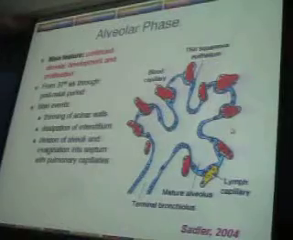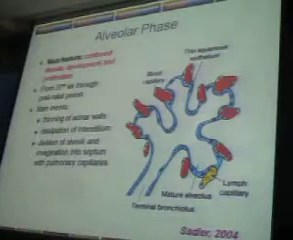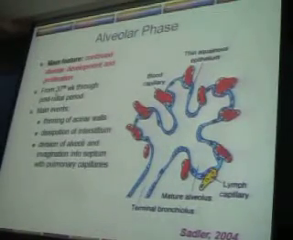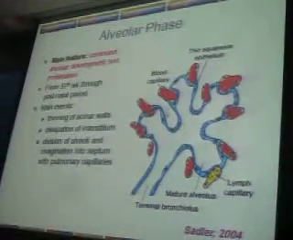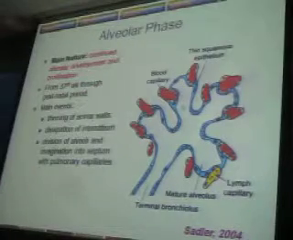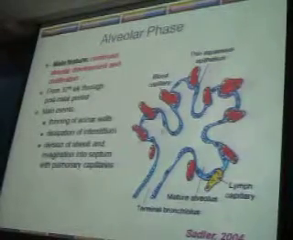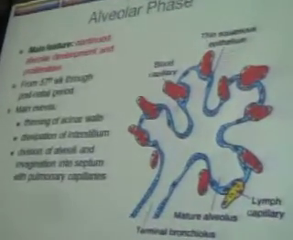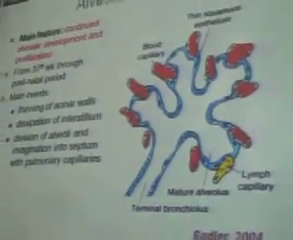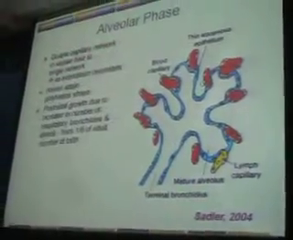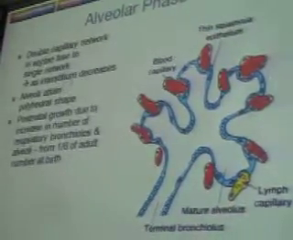And lastly, your alveolar phase. The main feature would be the continued alveolar development and proliferation. So this is from the 37th week through the postnatal period. Main events: further thinning of your alveoli, dissipation of your interstitium, and the division of your alveoli and the invagination into the septum together with your pulmonary capillaries. Okay, you also lose your double capillary network because the interstitium has decreased.